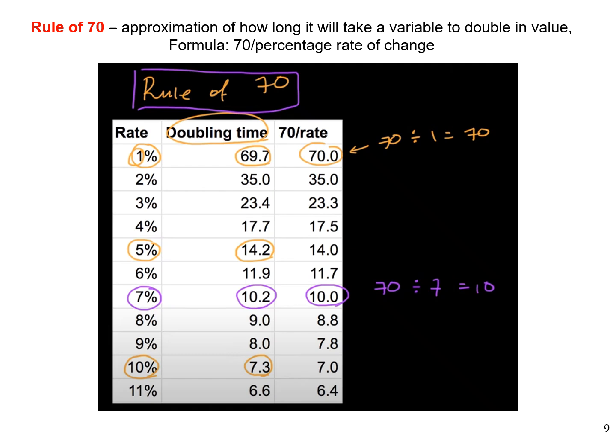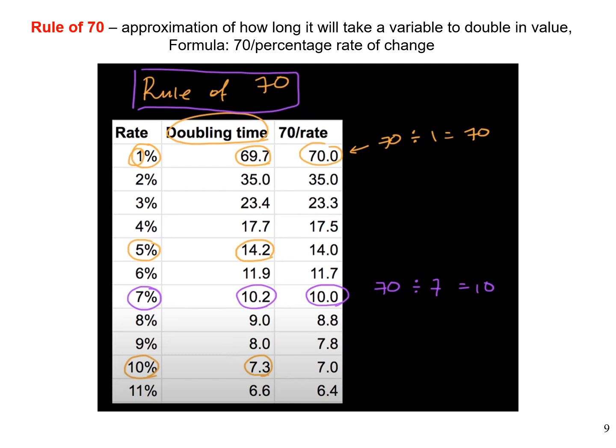Mathematicians and statisticians employ the Rule of 70 as an estimator to determine how long it will take a variable to double in value. The formula is straightforward. Simply take the rate of change of a variable, divide that number into 70, and it is a strong approximation of how long it will take that variable to double in value.